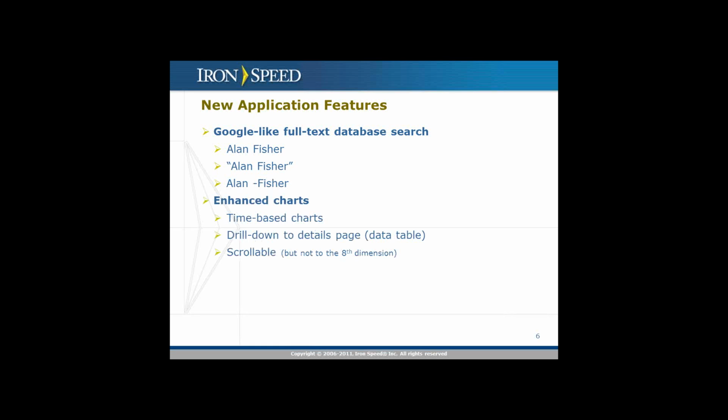We've also expanded or built upon the charting capability that was introduced in version 8 of Iron Speed Designer. By popular demand, we've added two very important features. The first is time-based charts, meaning month, day, year, quarter, that sort of thing. And we've made those charts scrollable, so you can scroll back and forth in time to look at the data. We've also made the charts drillable, meaning you can click on a pie or click on a bar and click through to the underlying data that constitutes that particular element.